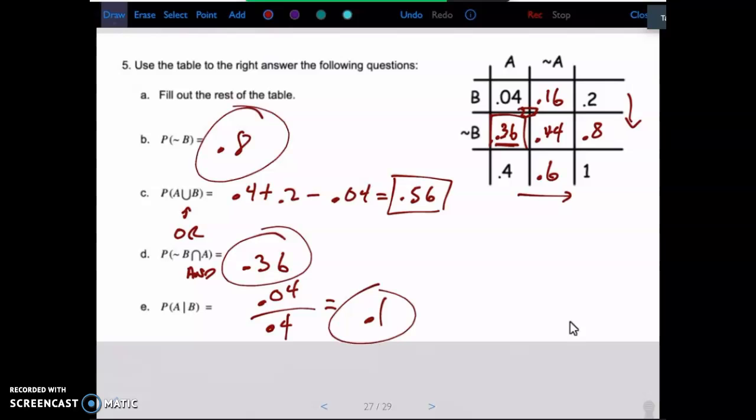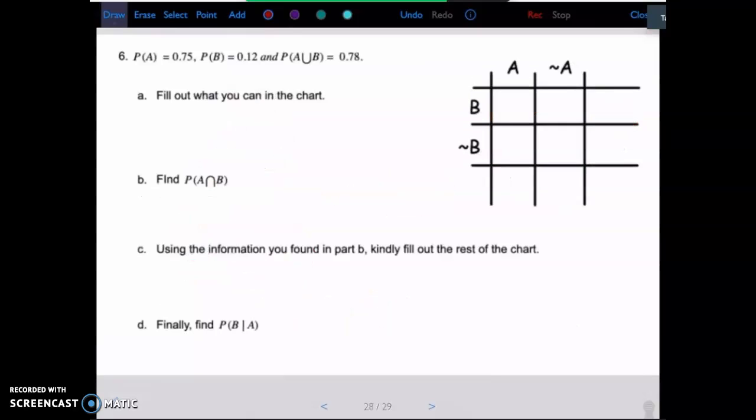All right, 2 more. I got to keep it under 15. Let's see if I can do it. So here we got to fill out the chart. Probability of A is going to be 0.75. And the probability of B is going to be 0.12, excuse me. And the union, so these 3 tiles added together, is going to be 0.78. So remember, the union is equal to the probability of A plus the probability of B minus the intersection of A and B.